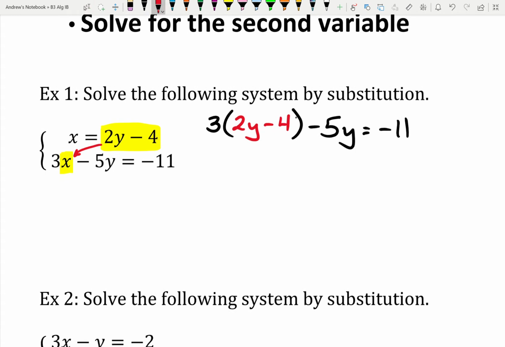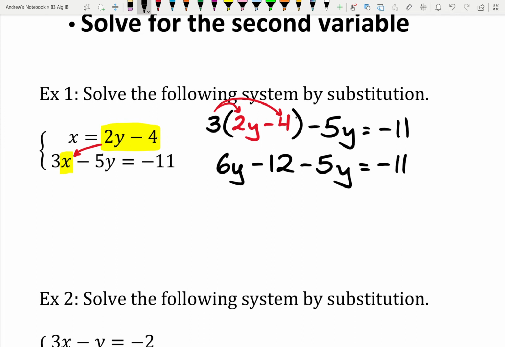What I'm going to do is take this 3 on the outside of the parentheses and multiply that into the parentheses. We've done laws of exponents and all that kind of good stuff before, but it's nothing super fancy. This is just regular distribution with these parentheses. So that 3 times that 2 is going to give us 6y. 3 times negative 4 is going to be negative 12. We bring everything else along.